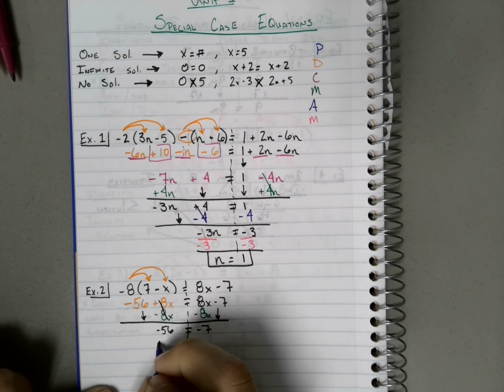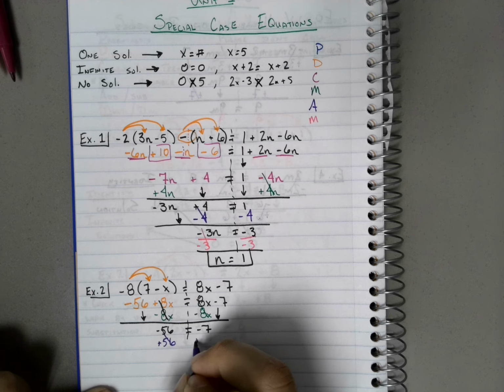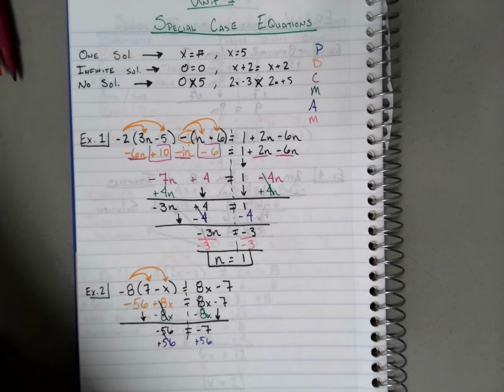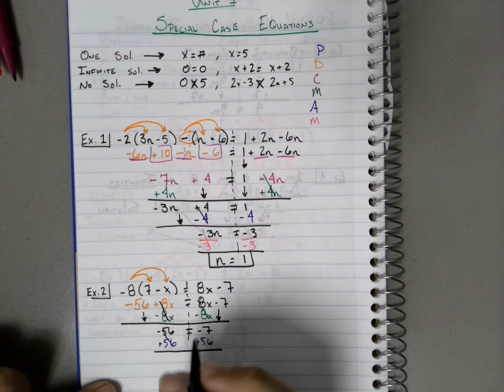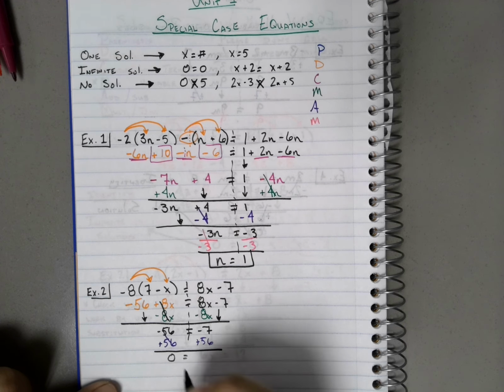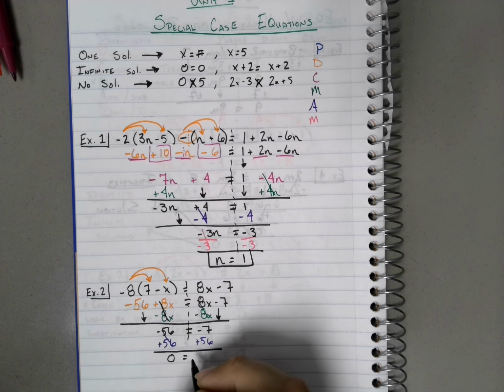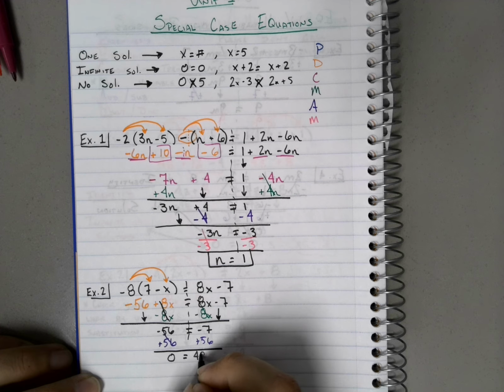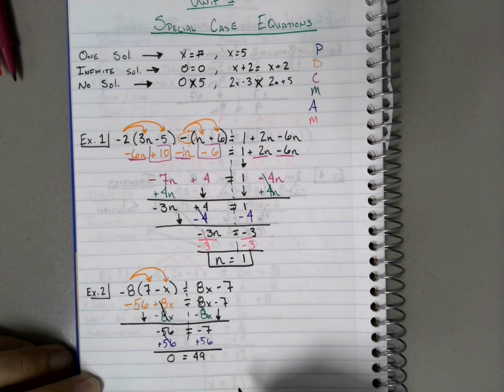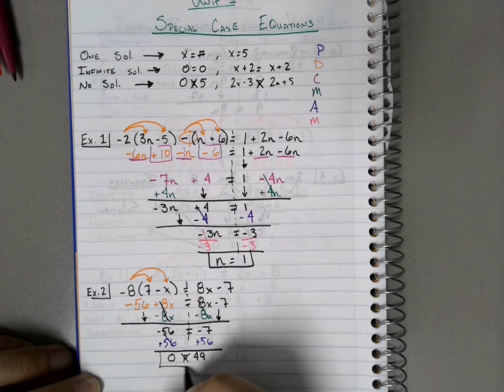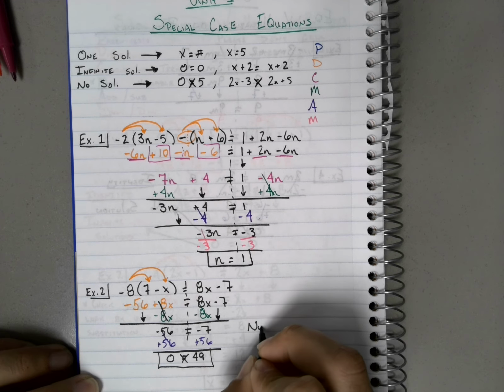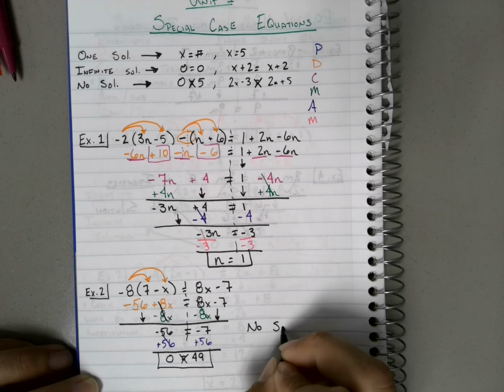If I add 56 to one side, I must add 56 to the other. And that's going to leave me with 0 equals 49. Can 0 equal 49? Nope, can't happen. Therefore, I have no solution.